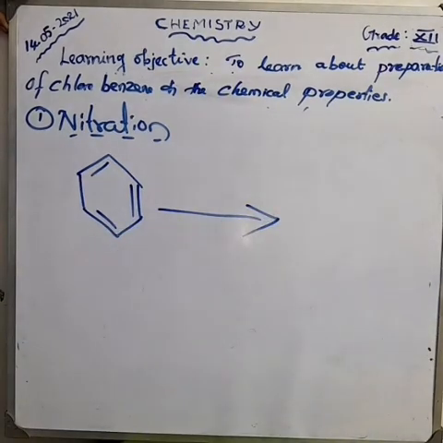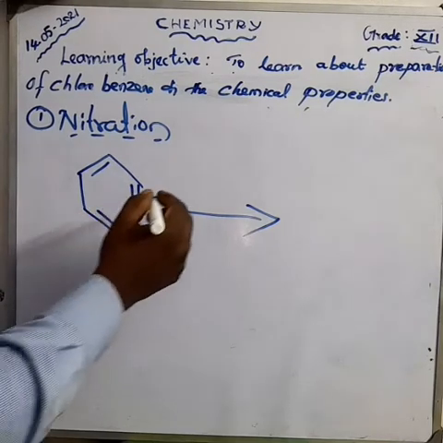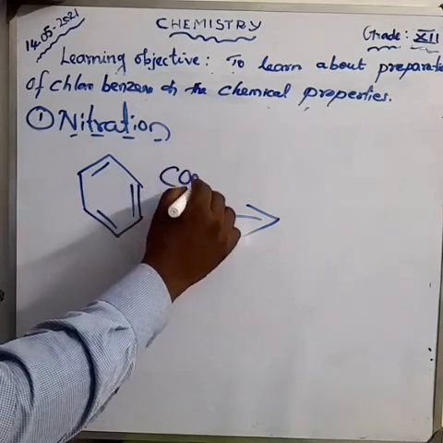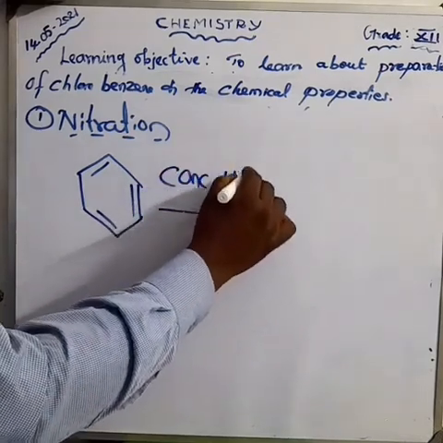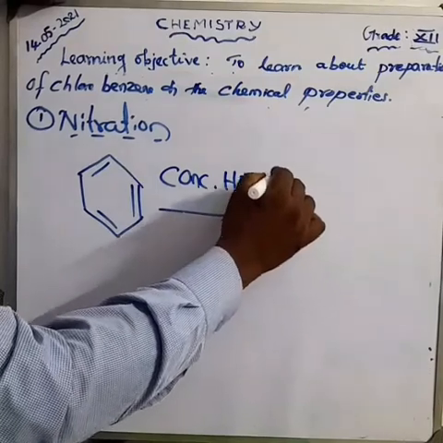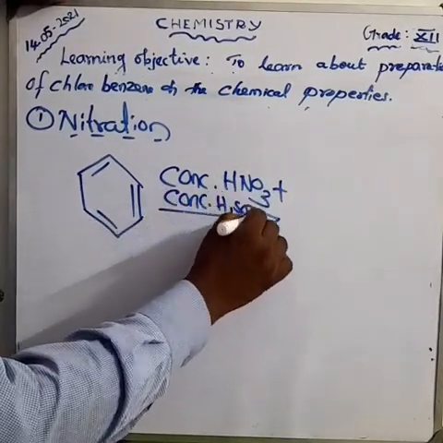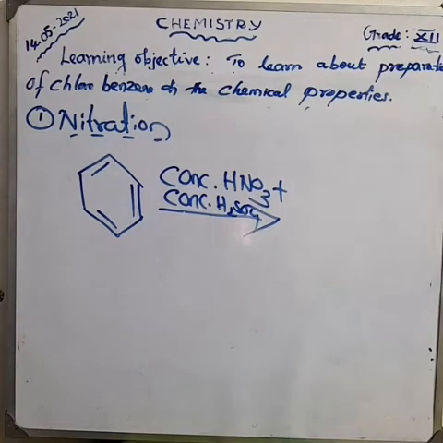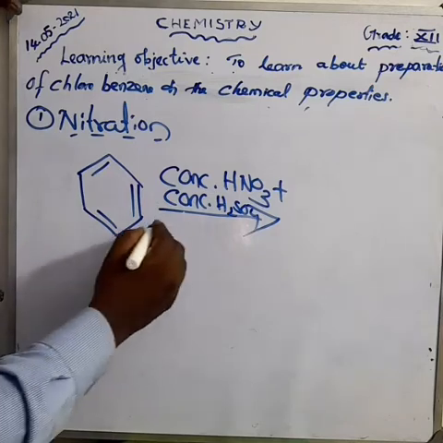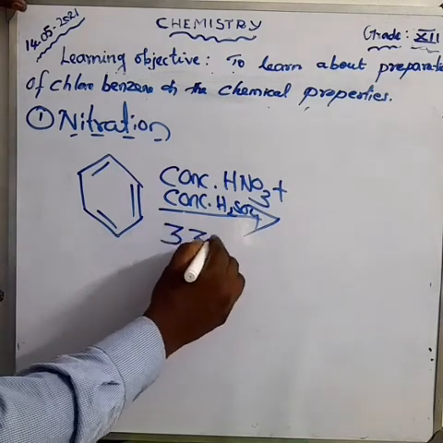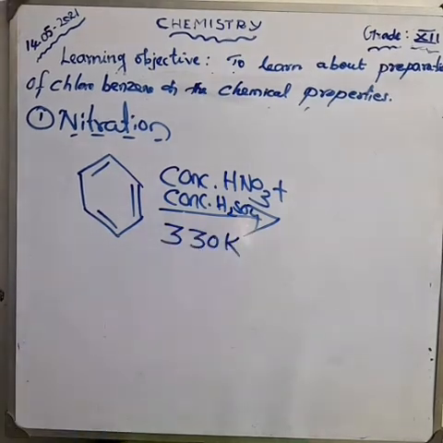Nitration means the mixture of concentrated nitric acid and concentrated sulfuric acid. Concentrated HNO3 plus concentrated H2SO4. Okay. Concentrated nitric acid and concentrated sulfuric acid at a temperature of about 330 Kelvin. What's the temperature? 330 Kelvin.